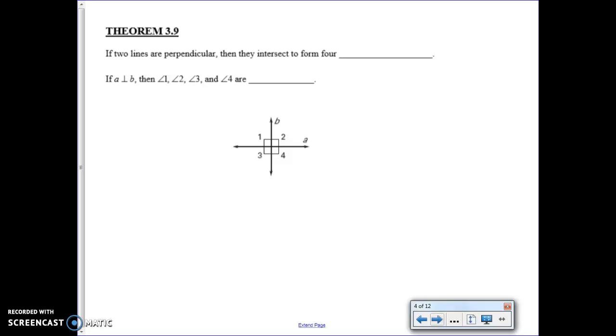Okay, so this theorem says if two lines are perpendicular, then they intersect to form 4 right angles. You can see that in our picture. When we have perpendicular lines, they form right angles. So if A is perpendicular to B, then angle 1, angle 2, angle 3, and angle 4 are all right angles.